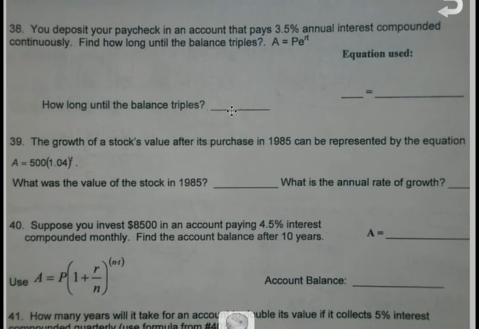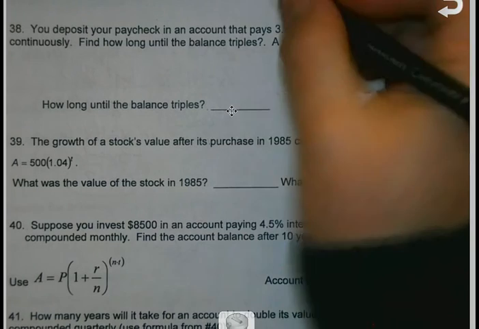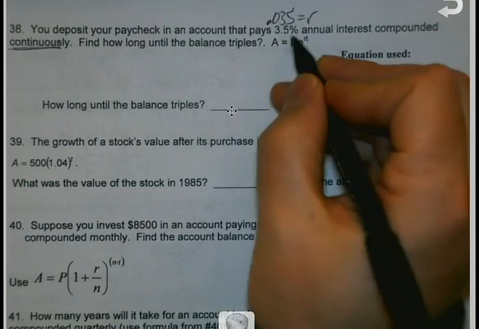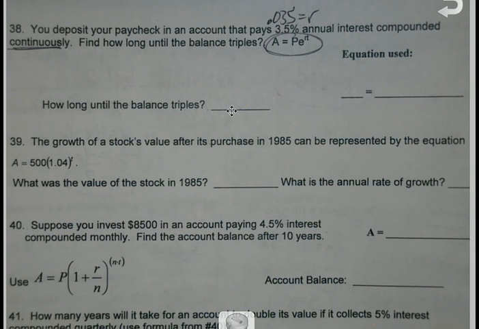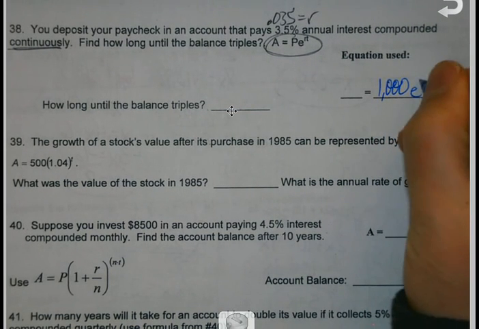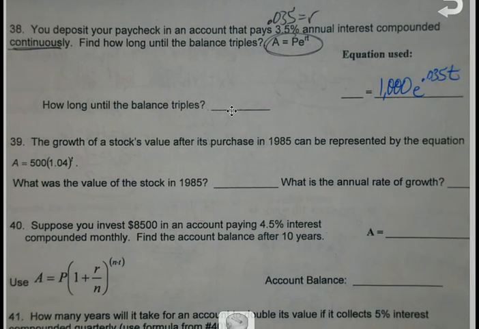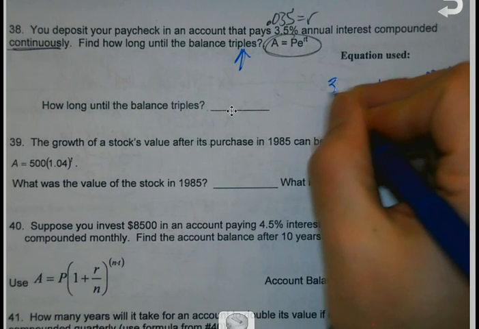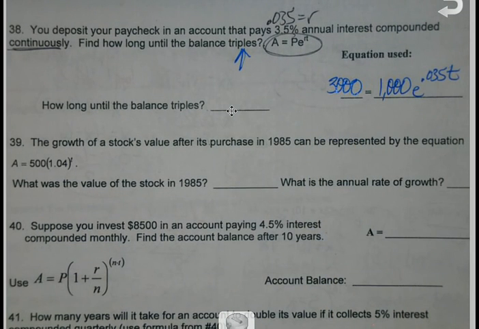All right, suppose you deposit your paycheck in an account that pays 3.5% compounded continuously. Again, you can't pick and choose your equations. You have to use that one to get the exact right answer. Find out how long until the balance triples. You're like, well, wait a minute, I don't even know how much money I made. Okay, when you don't, you get flexibility. You can say what it is. I'm going to go ahead, I'm going to use 1,000. E to the RT. How long until the balance triples? 3 times as much as whatever you had to start with.